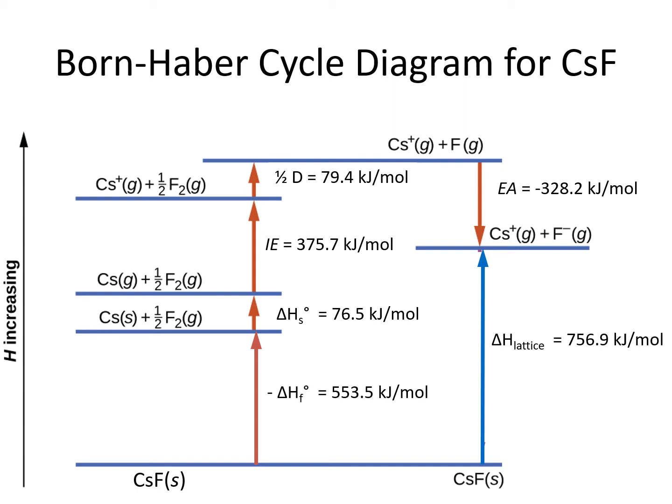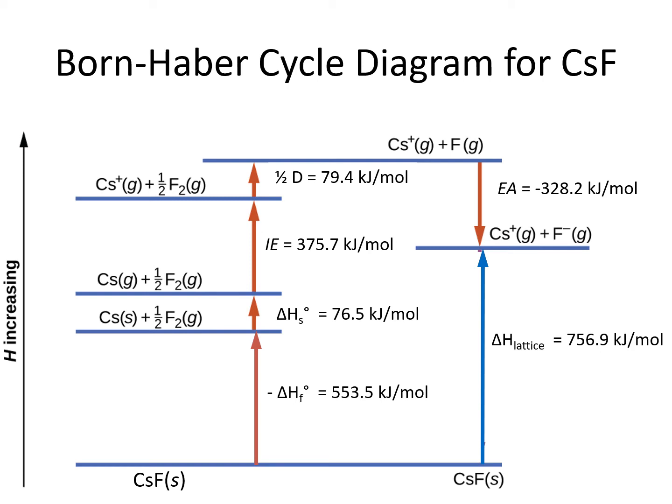Lastly, we go from the fluorine neutral gas to fluoride ion gas by adding an electron in the gas phase, so we can use the electron affinity of fluorine. Fluorine's electron affinity is negative 328.2 kilojoules per mole.